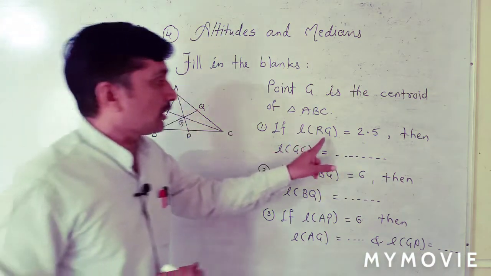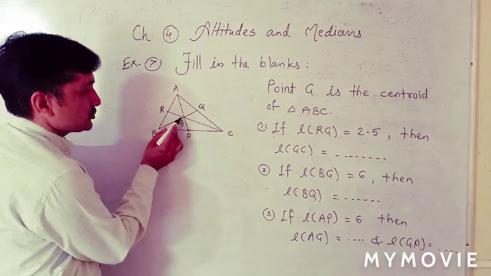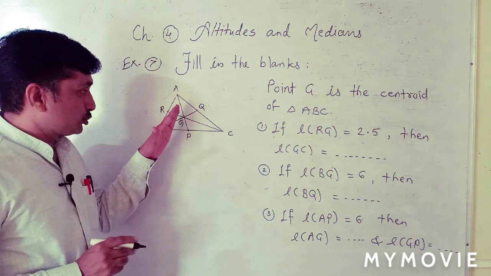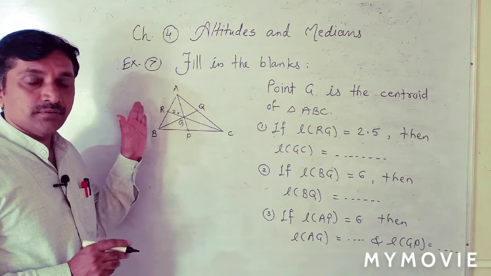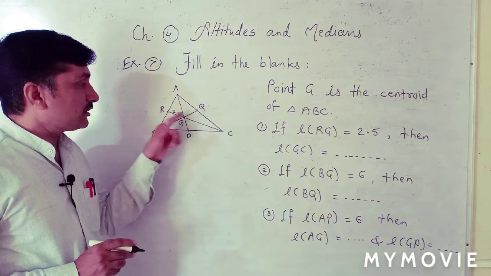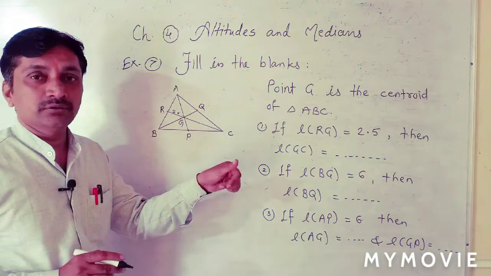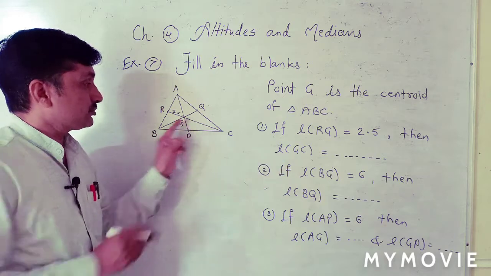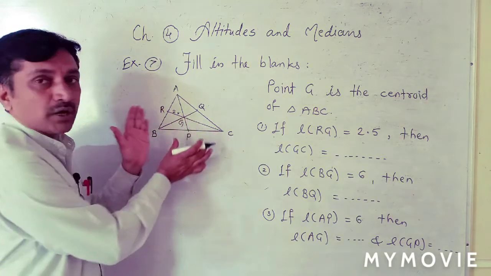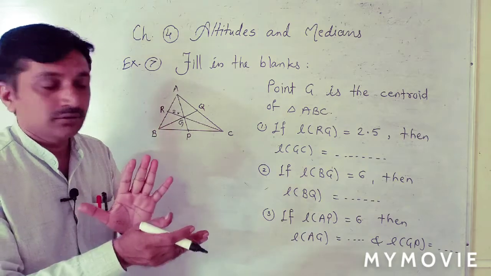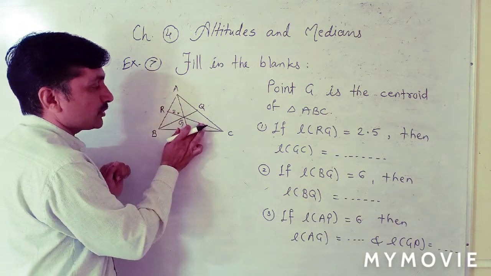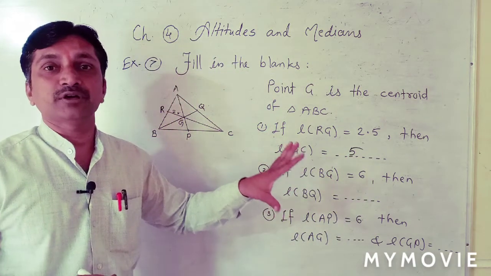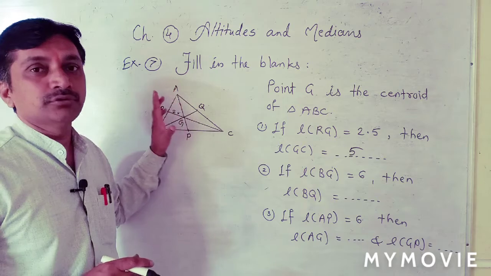Now let's see here, RG is 2.5. This is the part on the midpoint side. The midpoint side part is 2.5. Therefore, the part towards the vertex will be double. Double of 2.5, what? GC. GC is the part towards the vertex. If this is 2.5, double of 2.5 will be 5. GC is equal to 5 because that is double the part on the midpoint side.